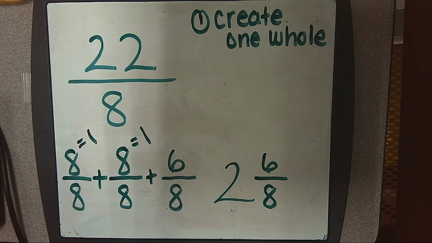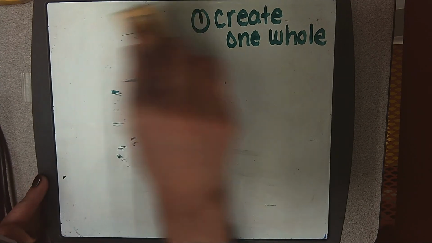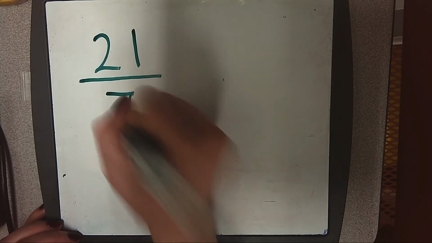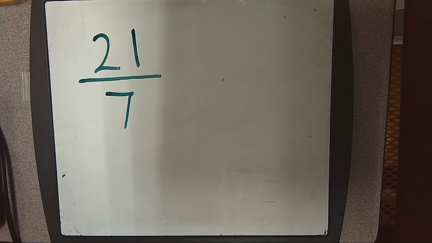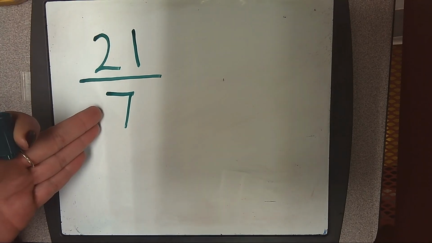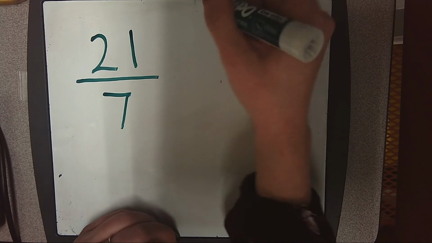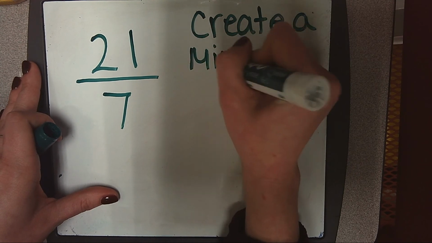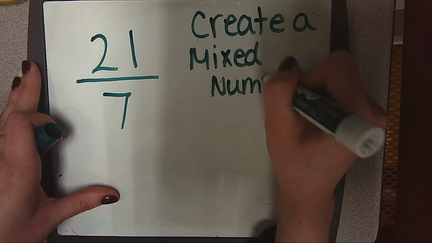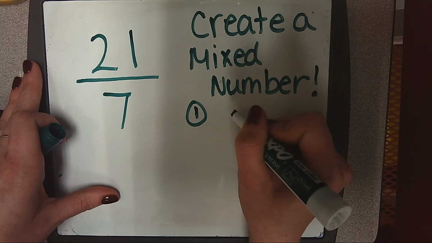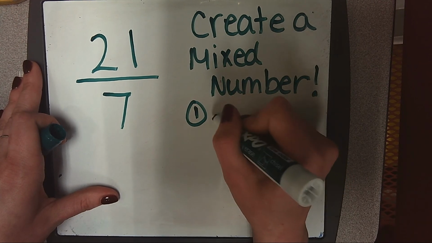I'll show one more example where sometimes we might be able to create a whole number. So let's say we were working with the fraction 21/7. In 21/7, the first thing I want to do is look at my numerator. It's bigger than the denominator, so I can go with my first step of creating a mixed number. Create a mixed number. Step 1, decompose the fraction to create one whole.